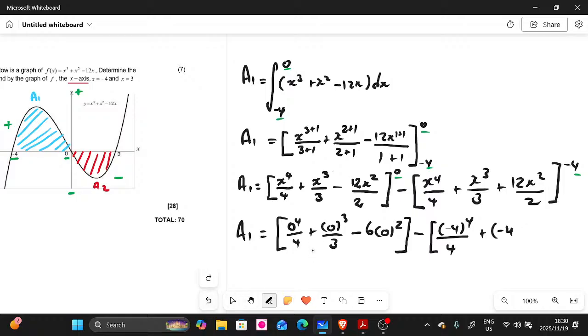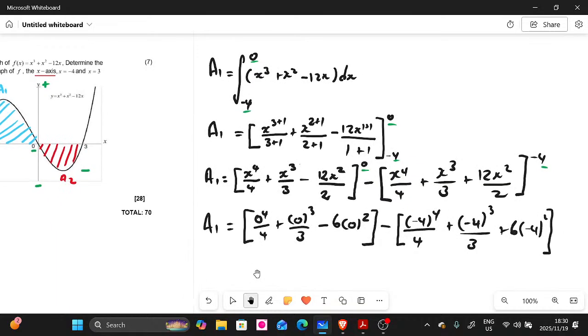Oh, guys. Negative 4 cubed divided by 3. And the other one here, like I said, the last one, we have 12 divided by 2. That is going to give us 6. So we're going to have negative 4, then squared. Then we close our bracket there. I hope you guys can see. Unfortunately, you cannot comment, so I'm hoping that you are taking notes.